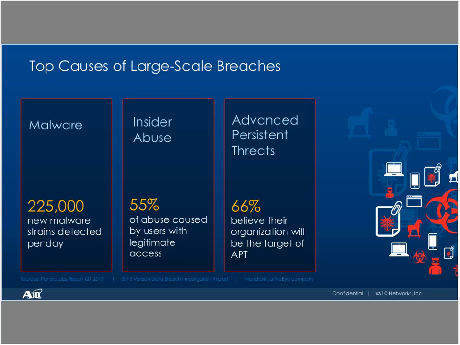And then there's advanced persistent threats. 66% of organizations believe they will be the target of an APT, according to Mandiant, which is a FireEye company, and the number one perpetrator of these types of attacks is state-sponsored criminals or state-sponsored attackers.